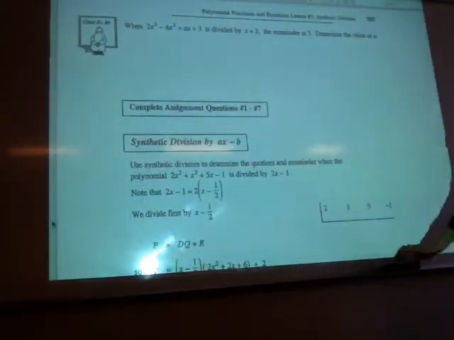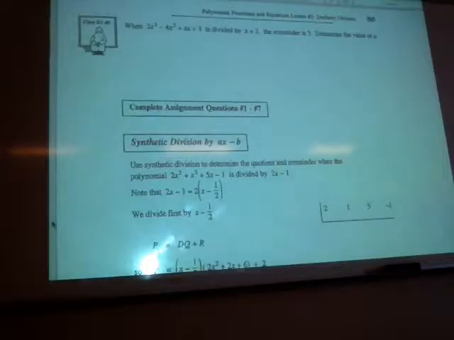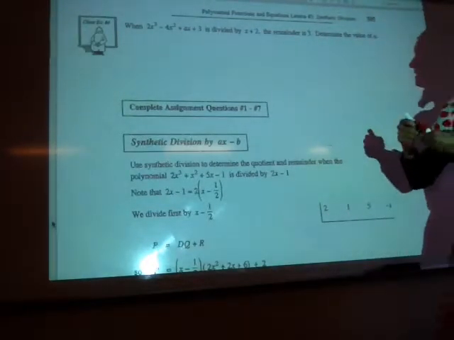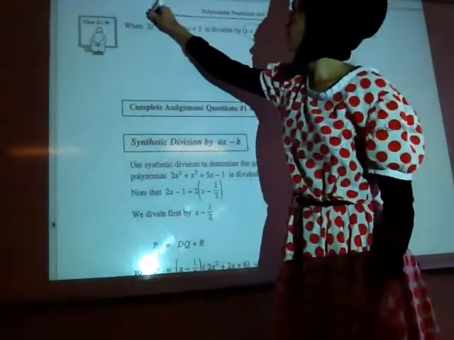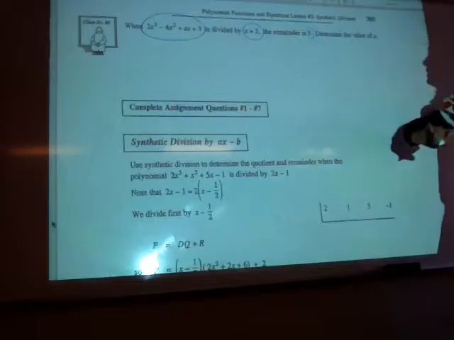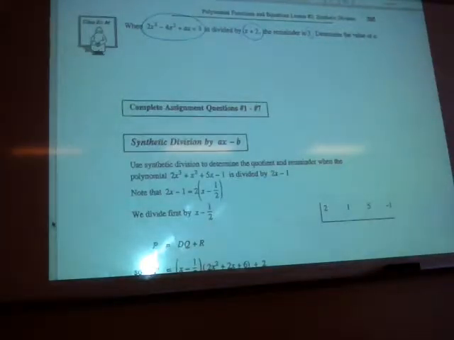Okay, so the next question says a polynomial where one of the coefficients is a is divided by x plus 2. Okay, and they're telling us that the remainder is 3. Determine the value of a.